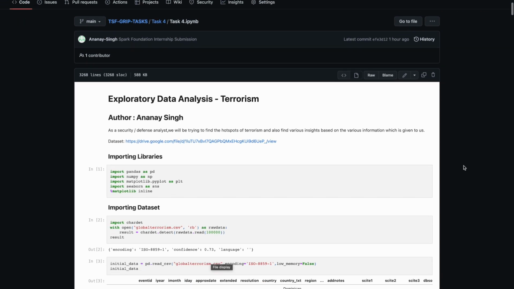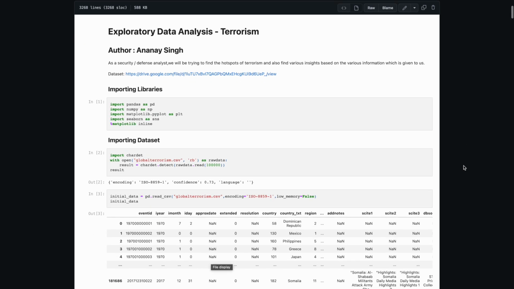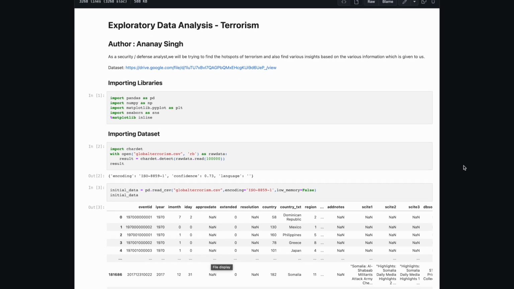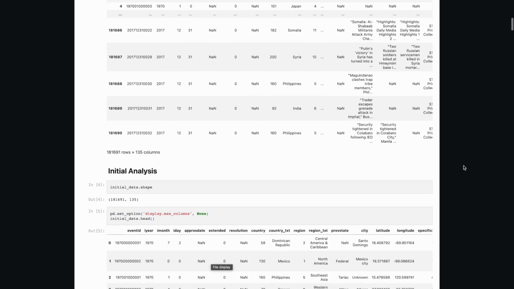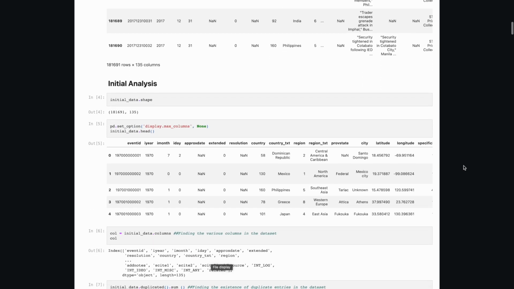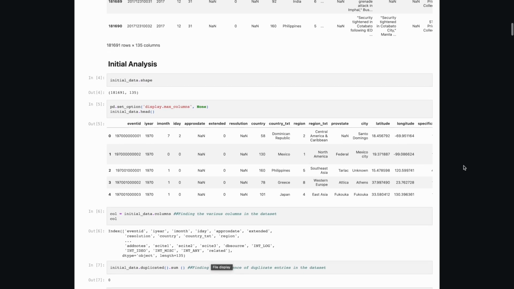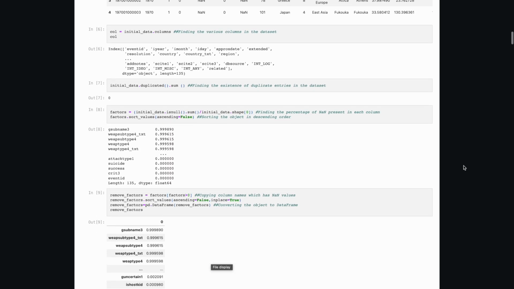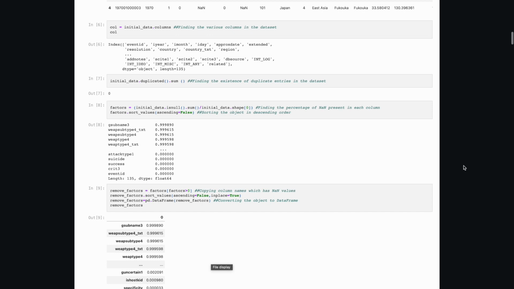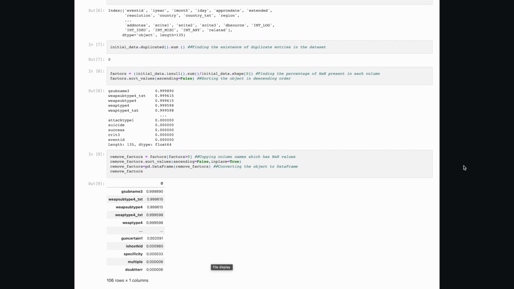Moving on, first we'll be importing the libraries and then importing the dataset. While looking at the dataset, we know that it has a specific encoding, so we have to find the type of encoding, and then based on the encoding, we import the dataset. After importing it, we will look into the initial analysis of the dataset, that is looking at the shape, the number of columns, the duplicates, whether it has any duplicate entries, and the number of null values present in it.